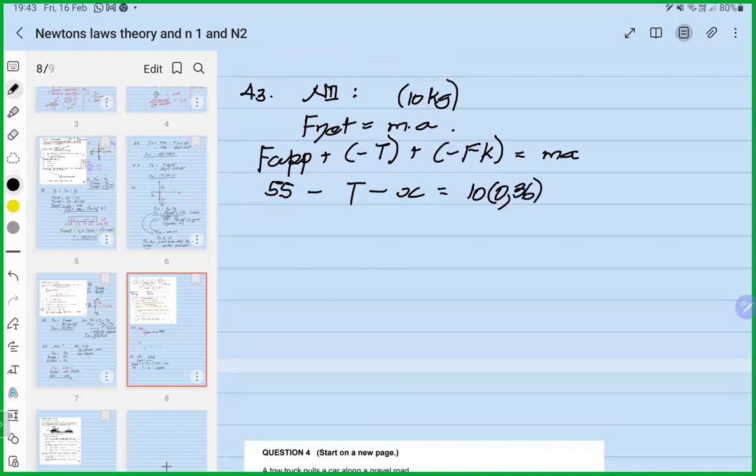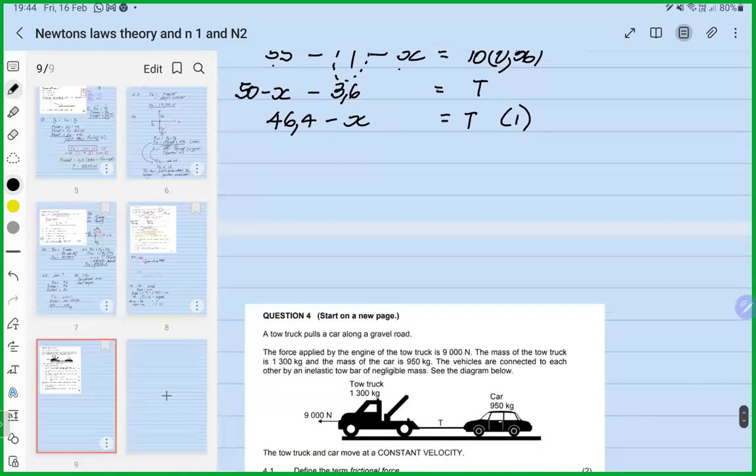Now remember, we need to solve for x. So what I need to get rid of is T. I need to get rid of the tension there. So I'm going to take the T across. So it's going to be 50 minus my kinetic friction. 10 times 0.36 is 3.6, so it'll be minus 3.6. So what's the equation for my tension here? 50 minus 3.6 is 46.4, minus x is your T. That's the first equation. Okay, I'm going to move things up a bit here.